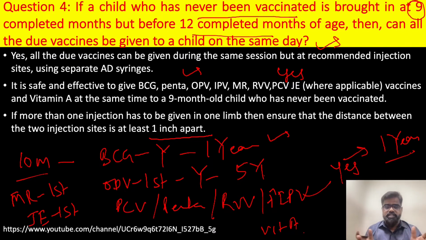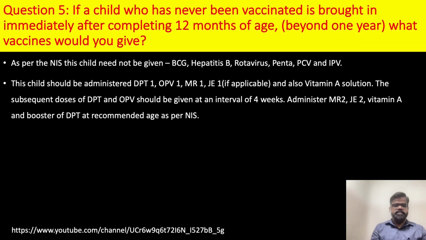So what is helping us to answer the question? You know the due age, you know the upper limit. Based on that, you are trying to figure out what are the vaccines which can be given to the child. Okay, let's take the next question.